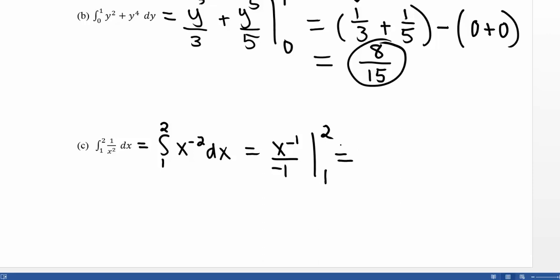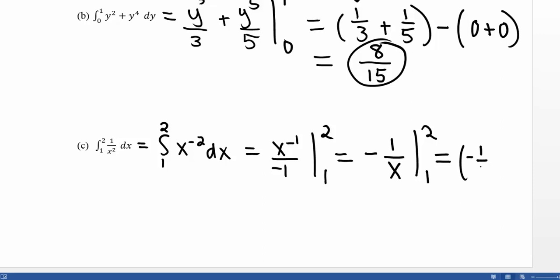Now, before I plug in any values, I want to rewrite this, because plugging things in this way is not going to be easy. So I have this negative 1 on the bottom. I can pull the negative out front. And now I have x to the negative 1. And I can rewrite that by putting the x term back down in the denominator and making the power of 1 positive. So I have negative 1 over x from 1 to 2. So now it's in a form where it's a little bit easier to plug in. So first I'm going to plug in my upper bound.